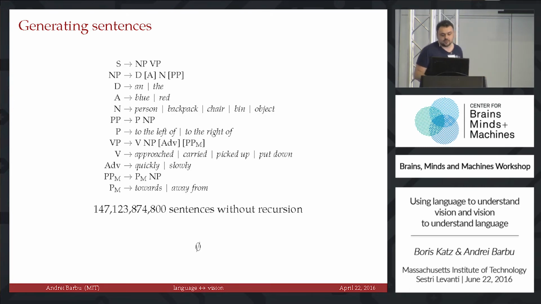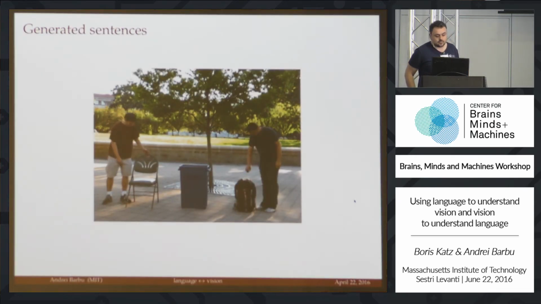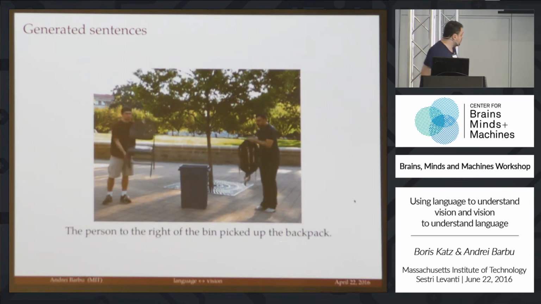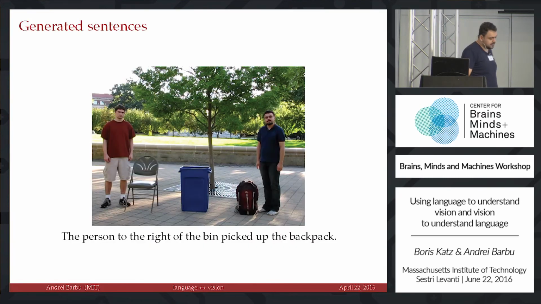So basically what you can do is you can say, I don't have a description for this video. I can check all my one-token sentences or phrases, expand that out one by one, and basically search the space of sentences lazily. And you can show that you can find the optimal sentence very efficiently this way. We can caption many videos. Here's one example. We can produce a caption: the person to the right of the bin picked up the backpack.